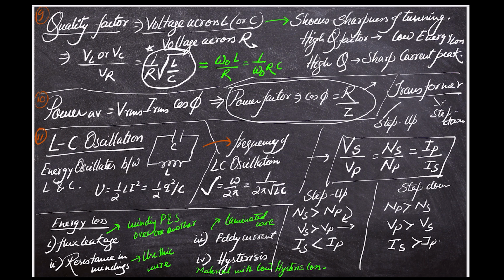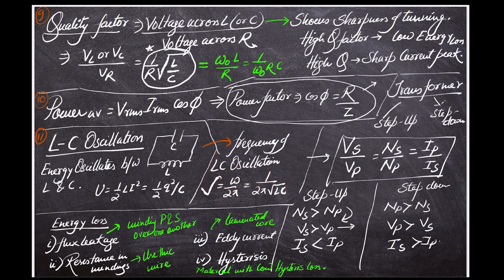But in reality, we still have a bit of energy loss, and due to that damping, we get a damped oscillation. The whole setup behaves like an SHM. The energy oscillates between the inductor and capacitor. Energy is equal to what? Half L i squared, which is equal to half Q squared by C. Correct. Now, in LC oscillation, what is the frequency? That is equal to omega by 2 pi, which is equal to 1 by 2 pi root LC.